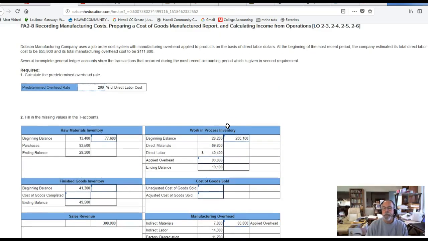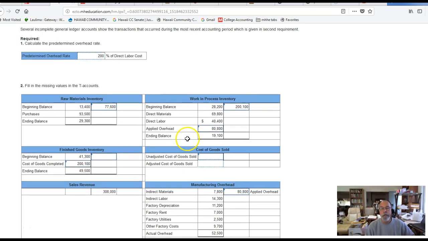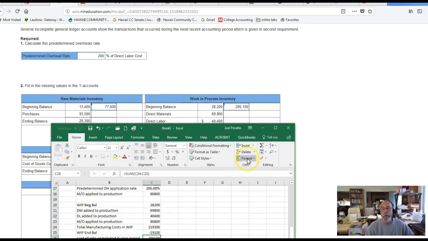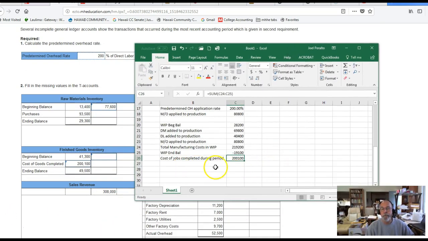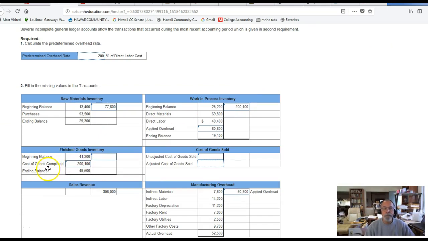So we are taking the cost of jobs completed out of work in process, and where do we then keep our completed jobs? Well, we keep it in our finished goods inventory. So the debit to finished goods, and they're showing it as cost of goods completed. On my Excel spreadsheet, I'm showing it as cost of jobs completed during period. So essentially that's the same thing. Cost of goods completed, 200,100.